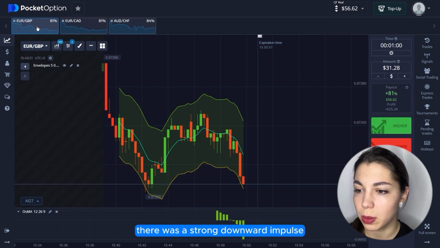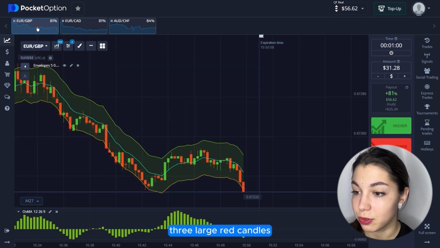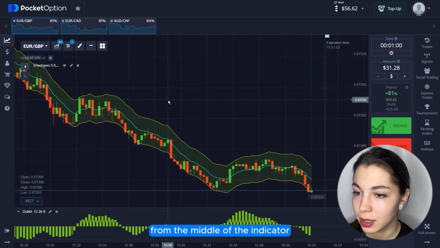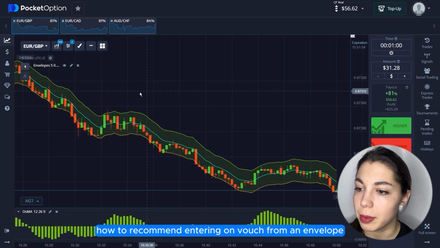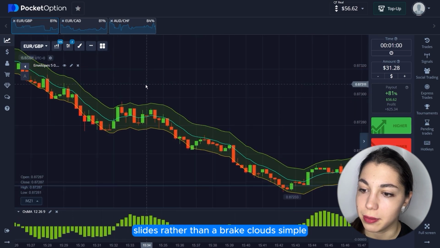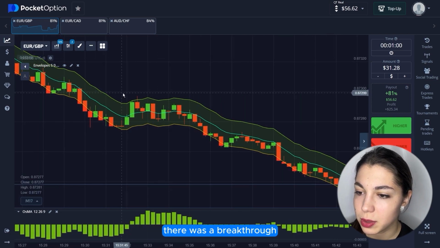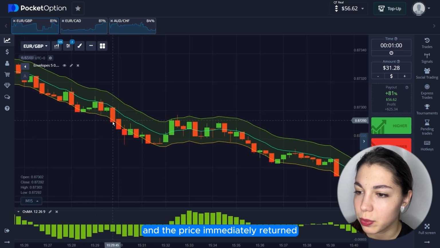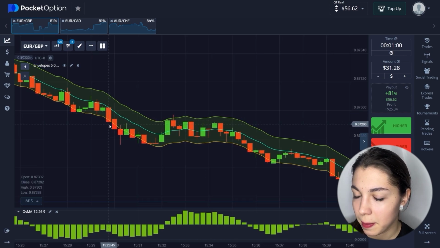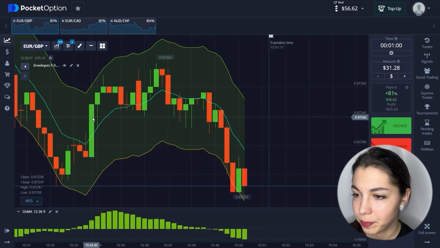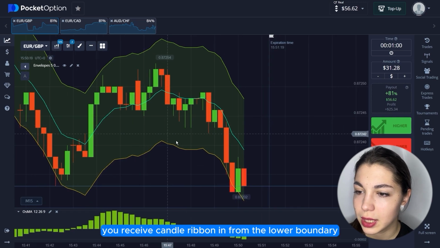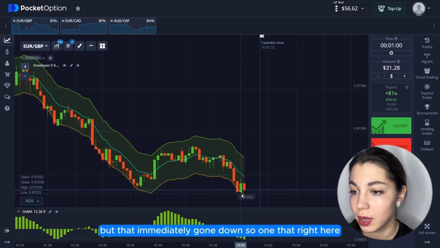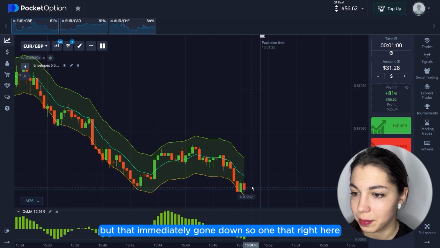Here we see a strong downward impulse, 3 large red candles, and the fall started right from the middle of the indicator. I highly recommend entering on bounces from envelope lines rather than a breakout. For example, there was a breakthrough, but it was insignificant, and the price immediately returned within the boundaries. Here we see a candle rebounding from the lower boundary, but it immediately went down. So I won't enter here.